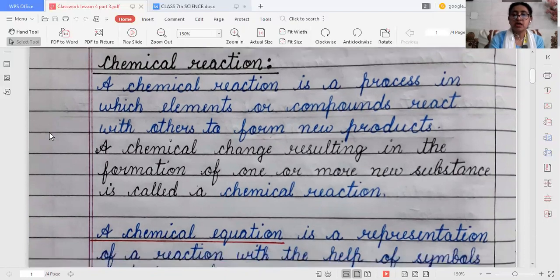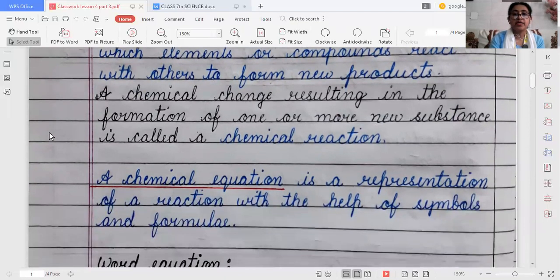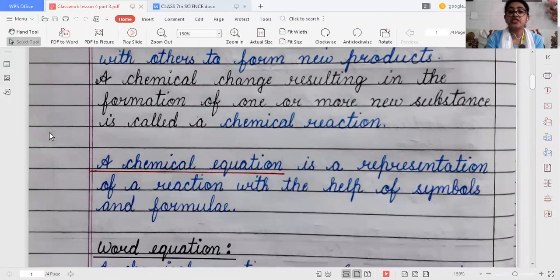Now, what is a chemical equation? Chemical equation is a representation of a reaction with the help of symbols and formula. Now, in a chemical reaction, usually we use the symbols of whatever elements or compounds are there.